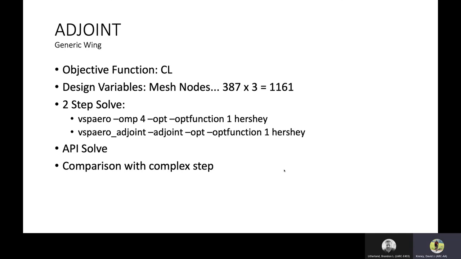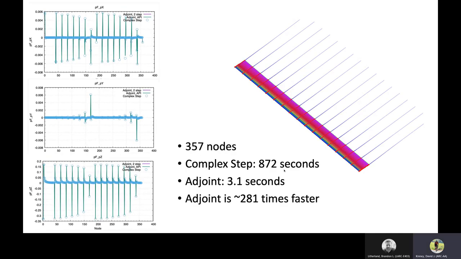And then, obviously, we mentioned the complex step version of the code, and we make use of that to validate the process. So there's basically just a simple Hershey bar wing.